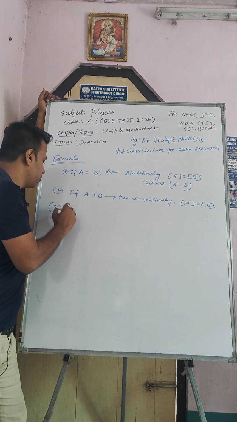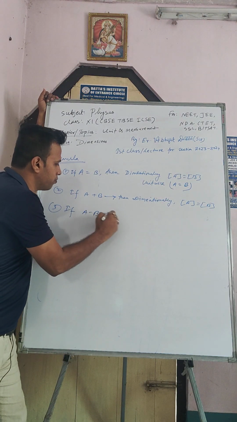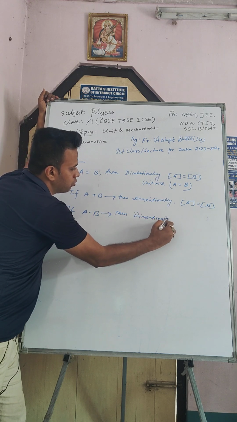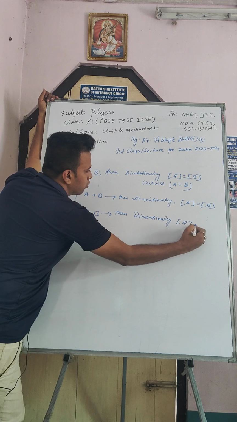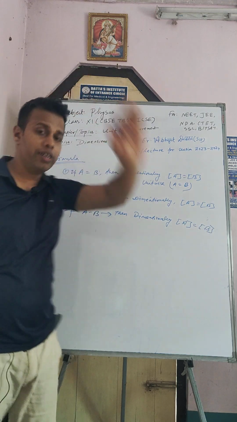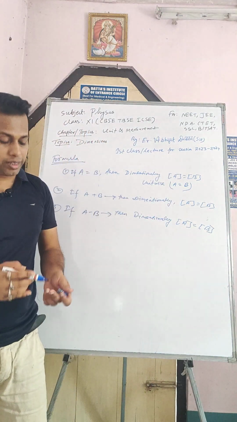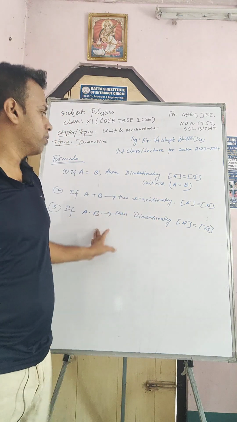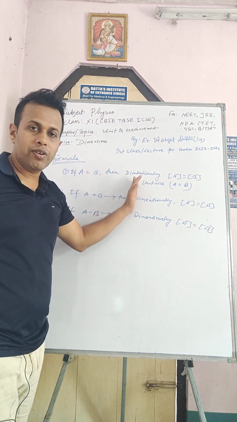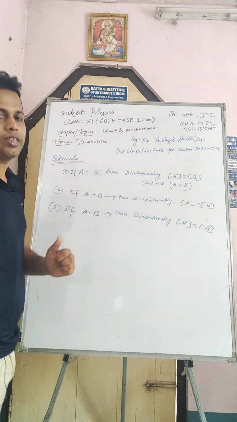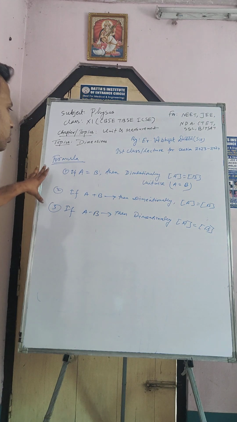If we have A minus B, then dimensionally and unit wise the dimension of A equals the dimension of B. If they are dimensionally equal, then only you can subtract these two physical terms. If it is dimensionally equal, then it must be equal unit wise. So these are the formulas you have to remember in dimensions.